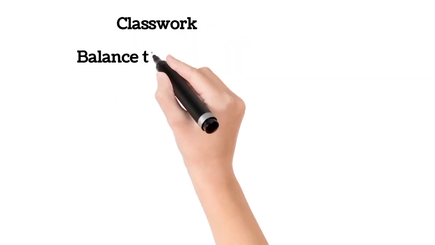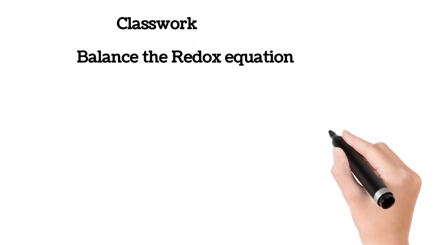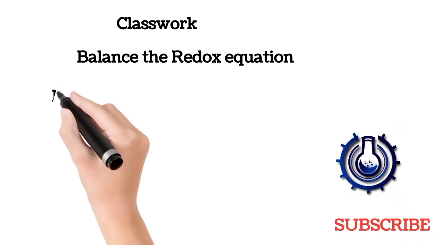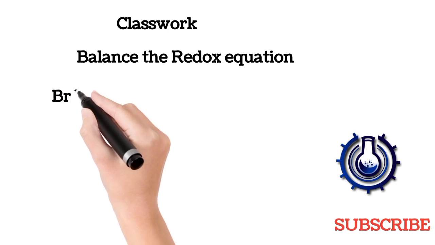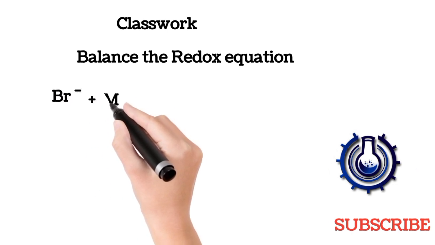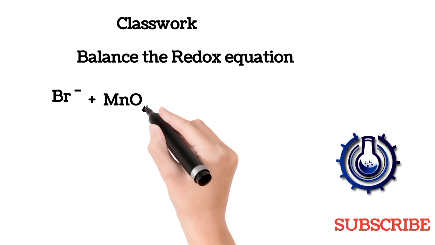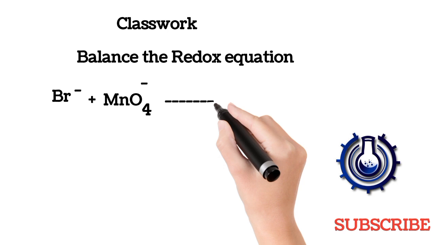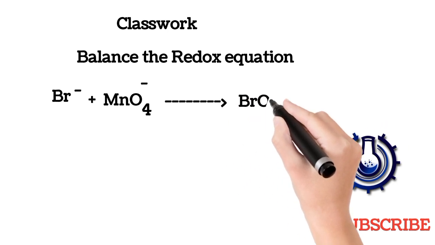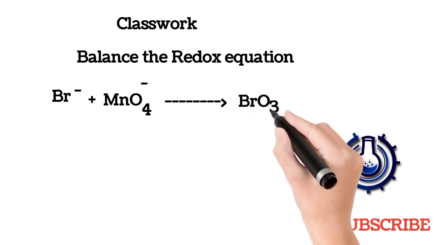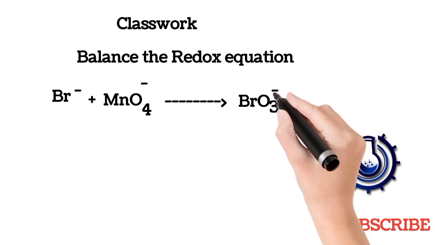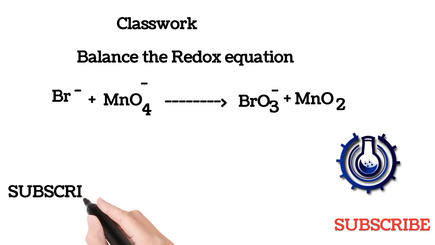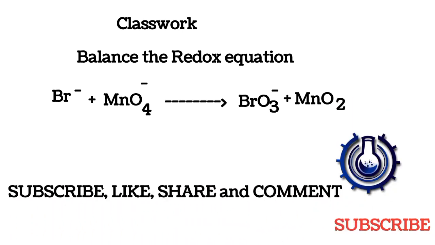Let me give you a classwork. Balance the redox equation. Br minus plus MnO4 minus gives you BrO3 minus plus MnO2.